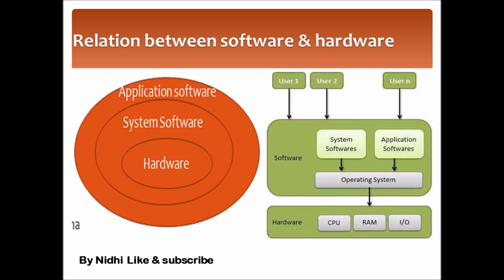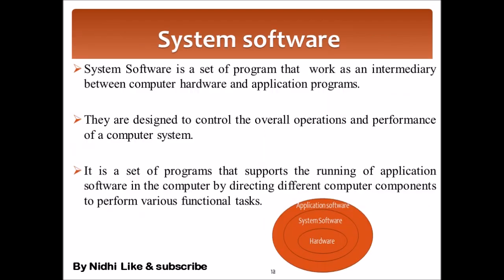Now we will talk about system software. System software is a set of programs that works as an intermediary between computer hardware and application programs. We have seen in the diagram showing the relationship between hardware and software that system software is the intermediary between hardware and application programs. You can say that it works as a mediator between hardware and the application software.